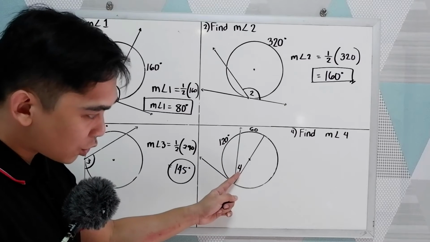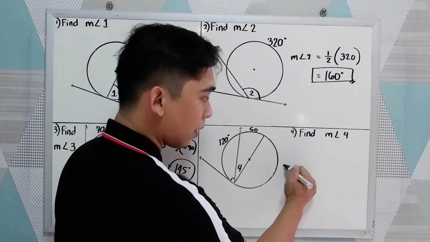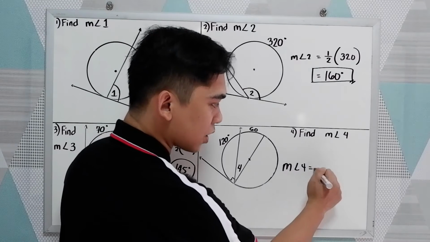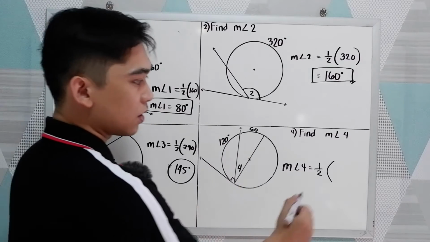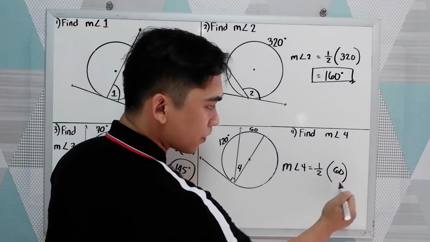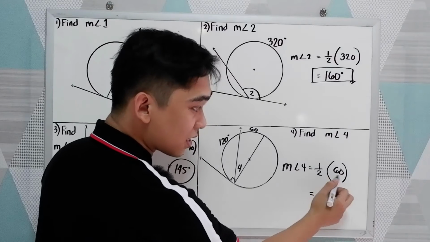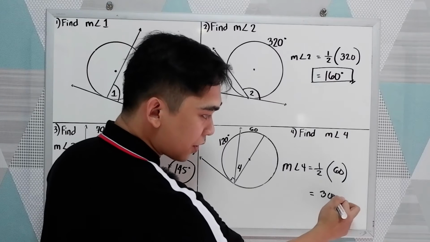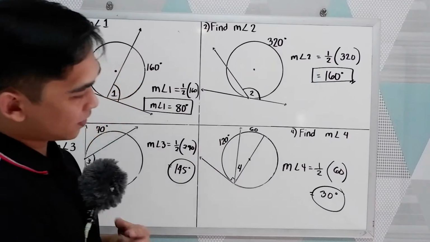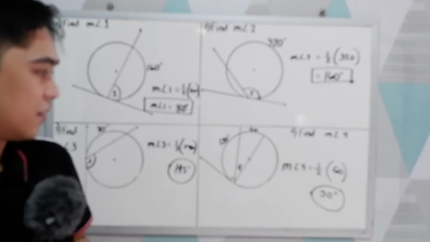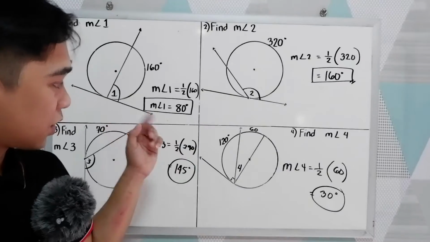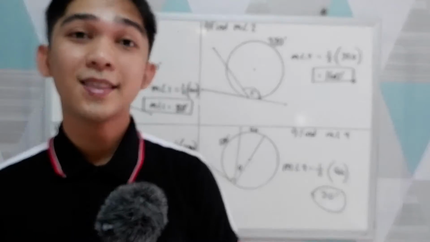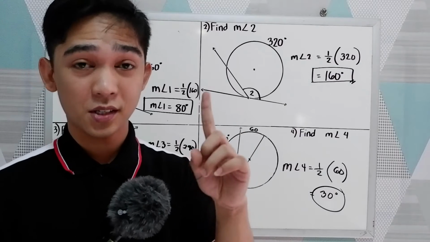Now we can get the measure of angle 4. The measure of angle 4 is equal to 1/2 of the intercepted arc, 60. So that is 60 divided by 2, 30 degrees. Okay, so we're done with numbers 1, 2, 3, and 4. That is the application of our first theorem.